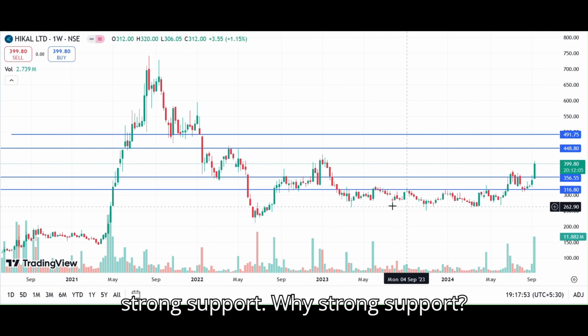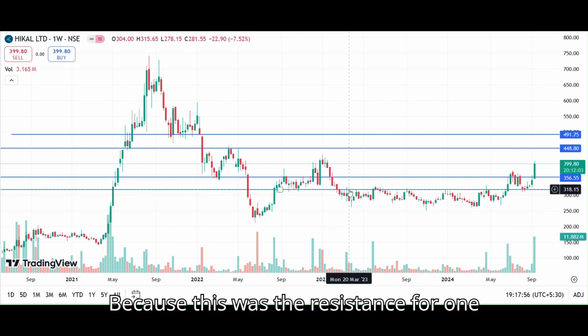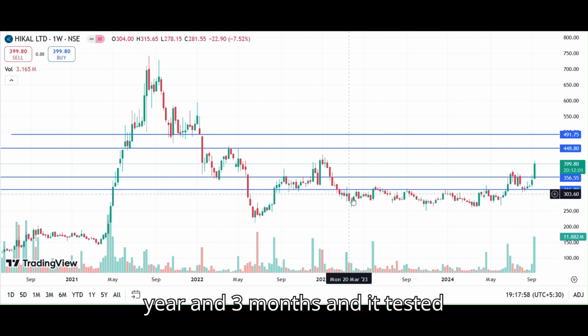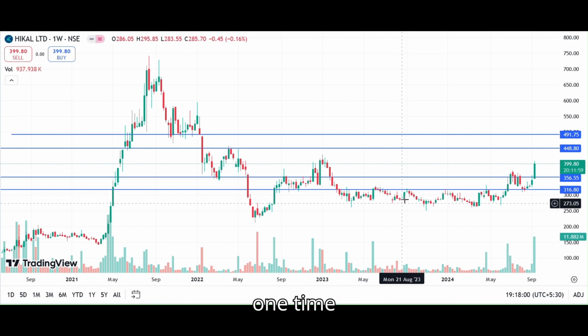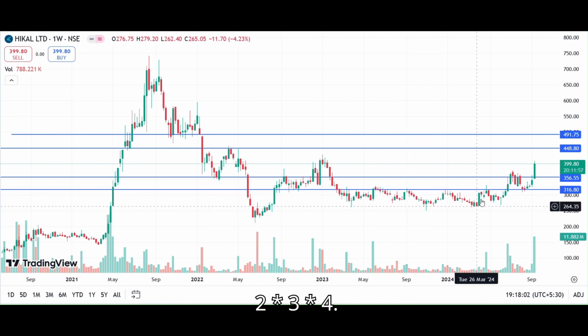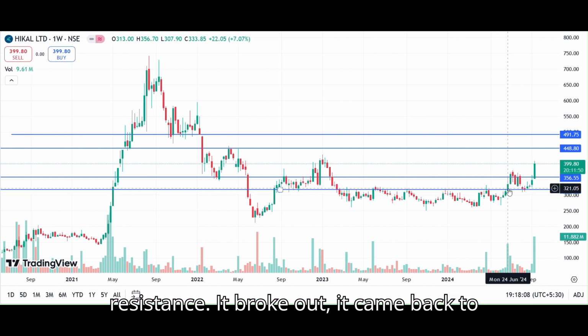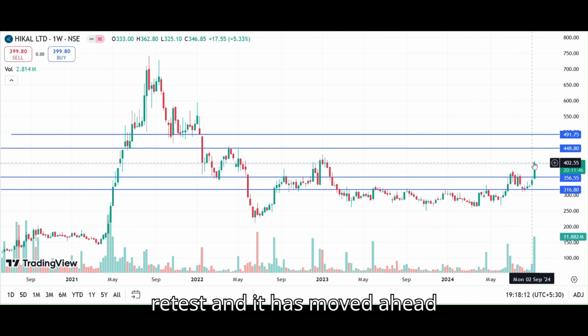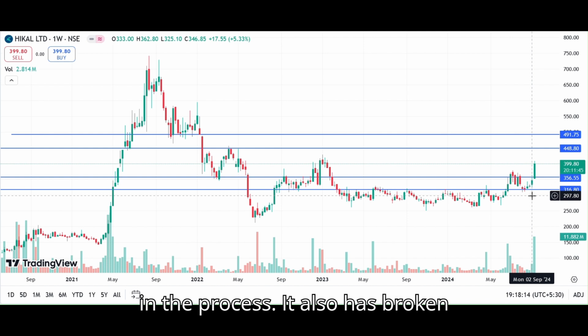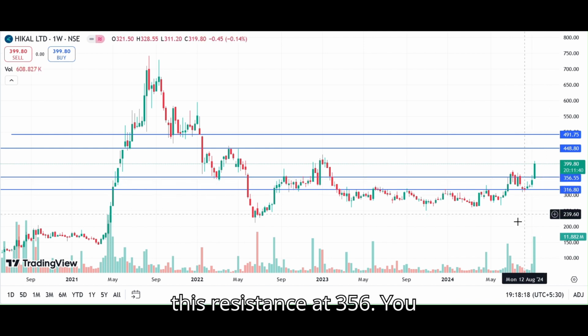Why strong support? Because this was the resistance for 1 year and 3 months, and it was tested one time, two times, three times, four times, and the fifth time the price was successful in breaking this resistance. It broke out, came back to retest, and has moved ahead. In the process, it has also broken the resistance at 356.